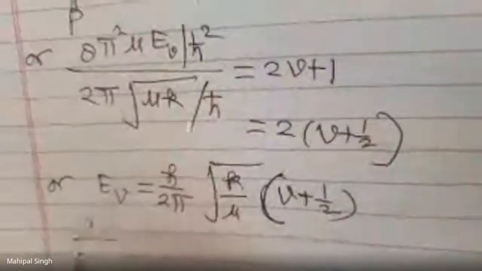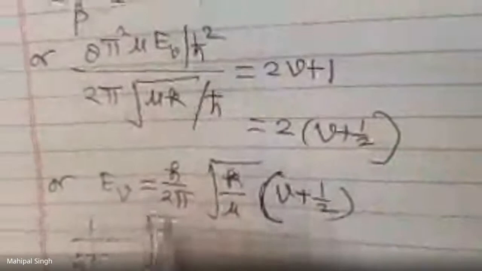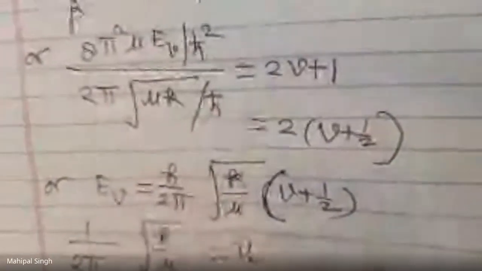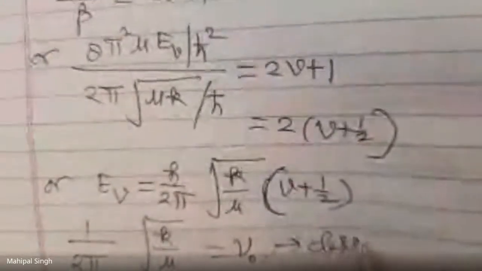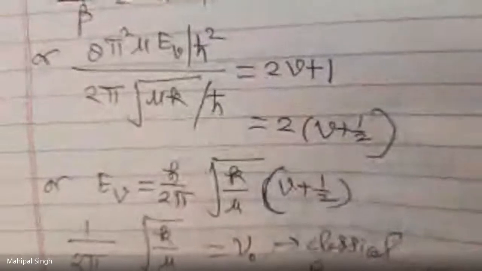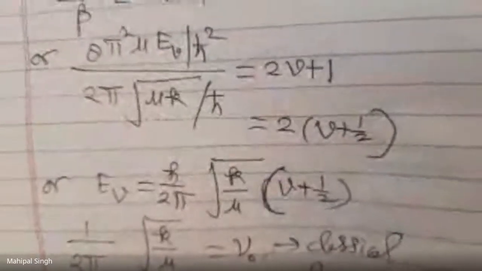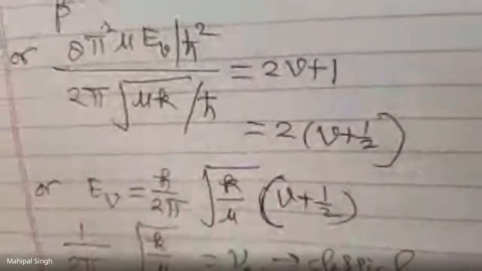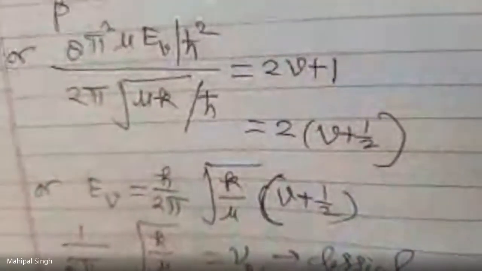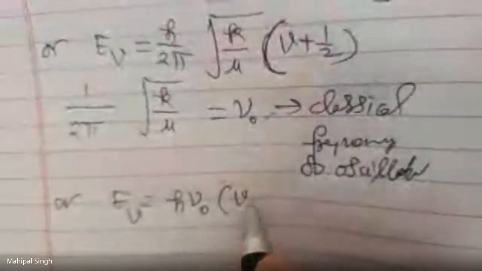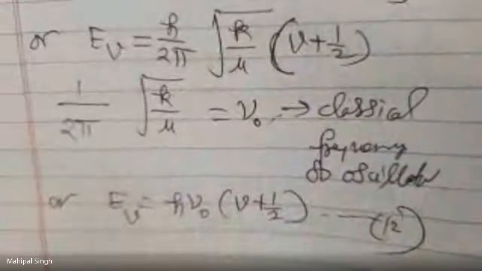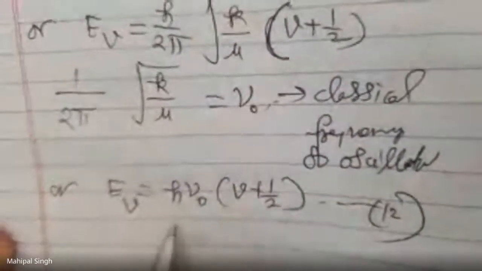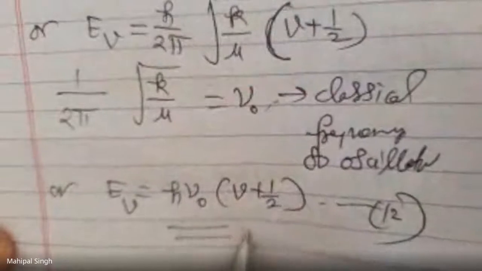But we know 1 upon 2 pi under root k upon mu equal to nu 0. That is the classical frequency of the oscillator. Or we can write Ev equal to h nu naught, v plus half. This is equation number 12. This gives the allowed energies for the harmonic oscillator.